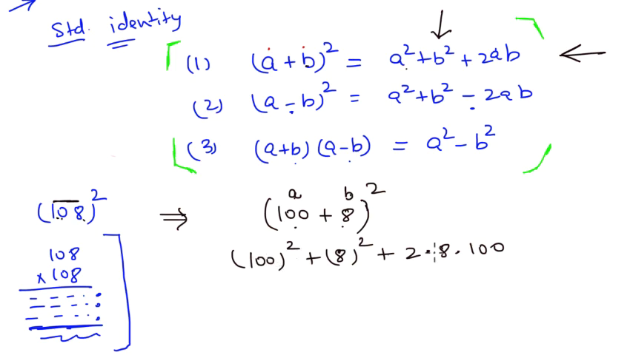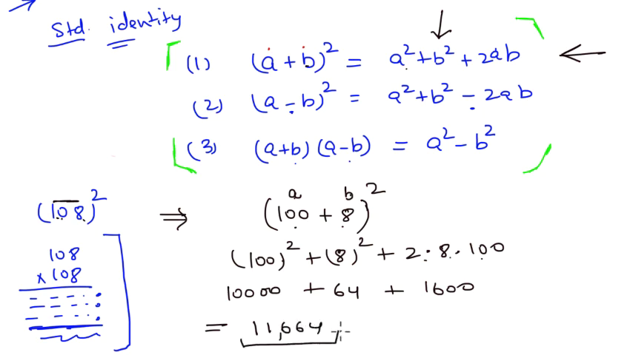Now this is simpler to solve because 100 square is very easy. It is simply 100 times 100, which becomes 10000, with 4 zeros in this case, right? 8 square is an easy square, 64. 2 times 8 is 16, times 100 is an easy multiplication, right? So the sum total of all of this will eventually result in 11664, and that is our final answer for the square of 108, right? Isn't that easy? Standard identities help us so much in our algebraic calculations.